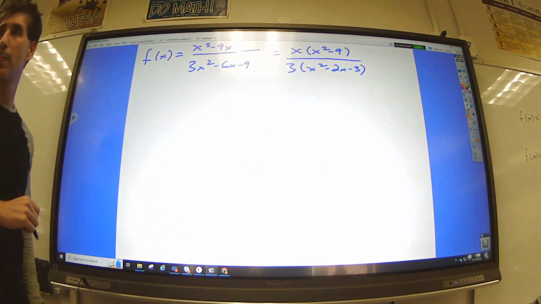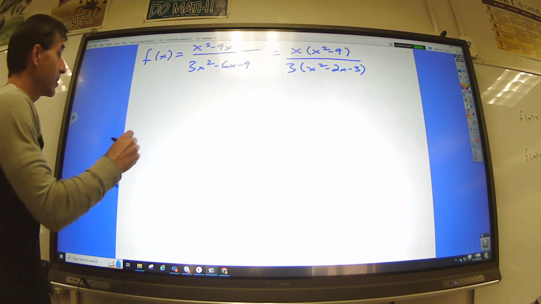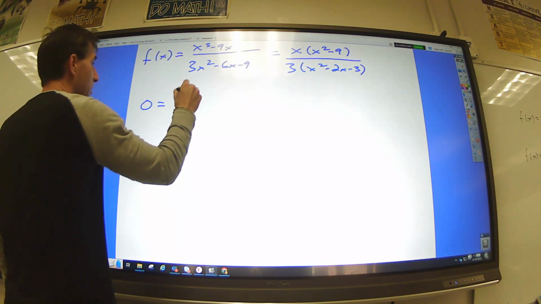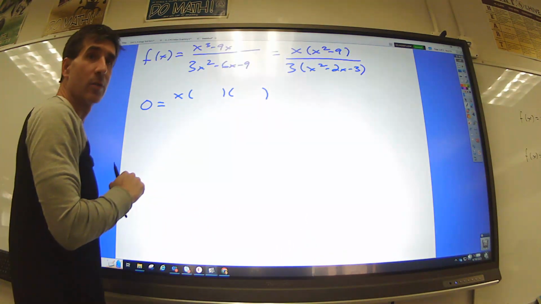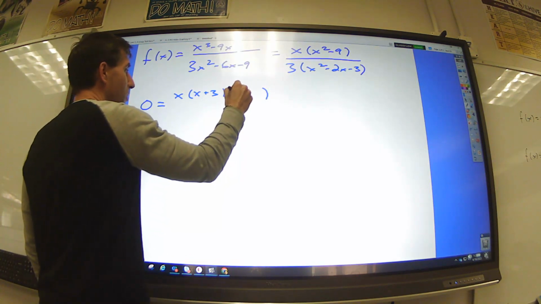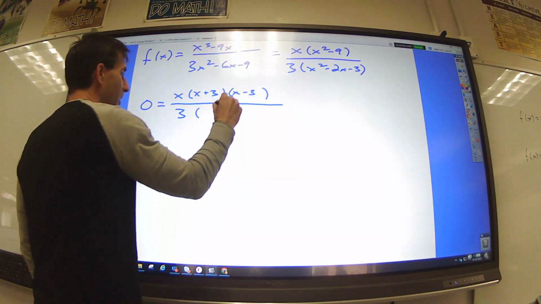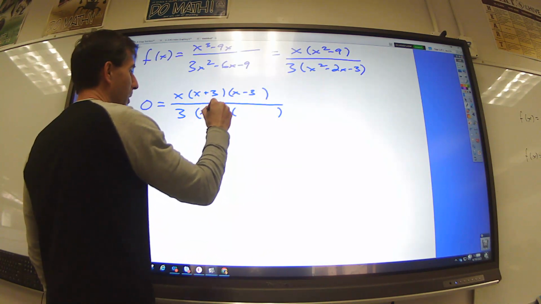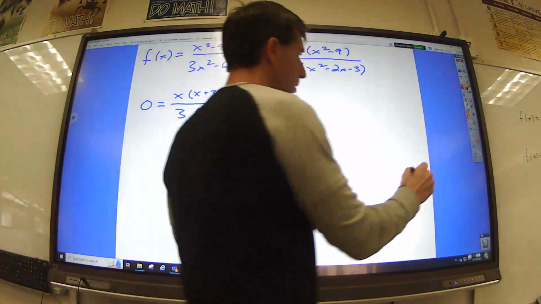You guys see that there? But I have to continue factoring it. So I'm going to set it equal to 0 and say 0 equals x times, this is a difference of squares, x squared minus 9 will be (x plus 3) times (x minus 3). Let me know if I need to explain that. This, if I factor it as a diamond, will be (x minus 3) times (x plus 1). Whoopsie.